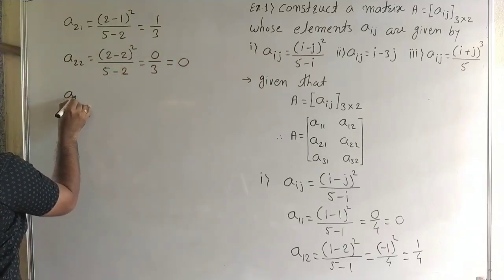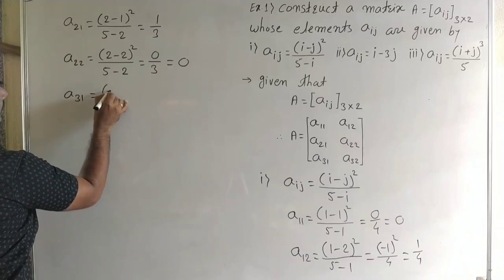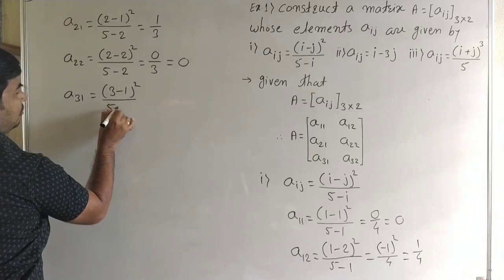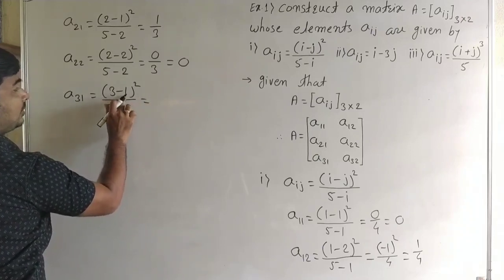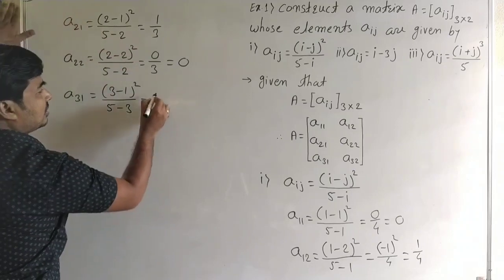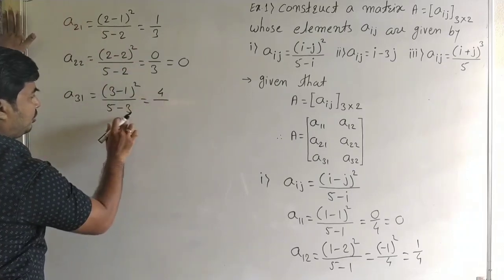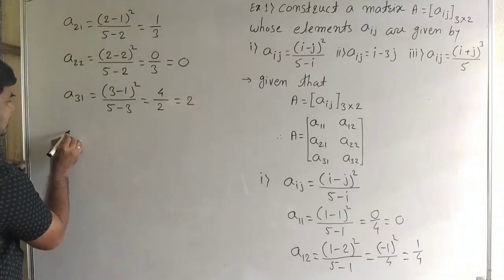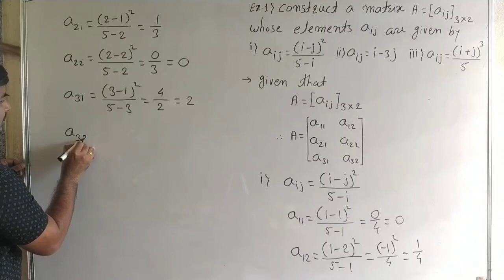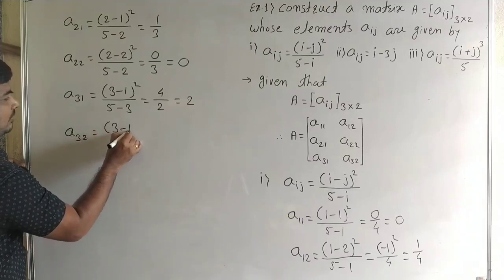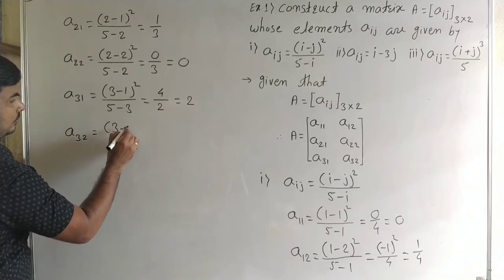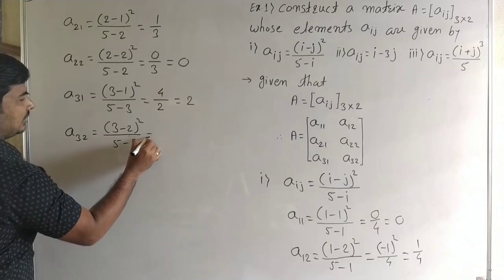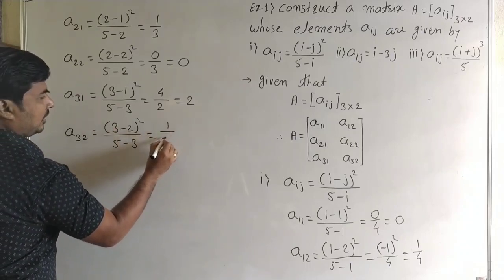Then the fifth element, third row, first column: (3 minus 1) whole square upon 5 minus 3. See carefully, 3 minus 1 is 2, 2 square is 4, upon 5 minus 3, which is 2. Then this element becomes 2. Now the last element, a32: (3 minus 2) whole square upon 5 minus 3. 3 minus 2 is 1, 1 square is 1, and it is 1 by 2.